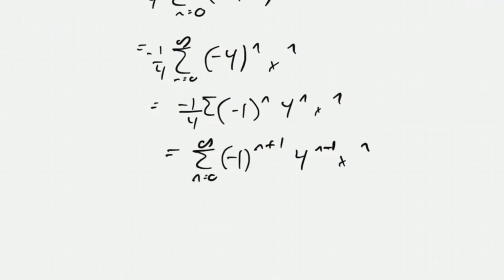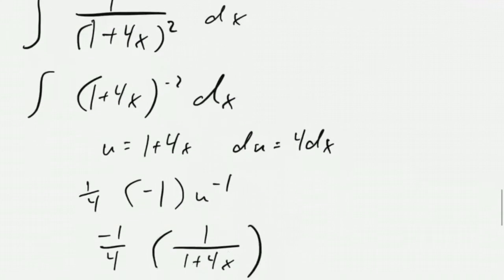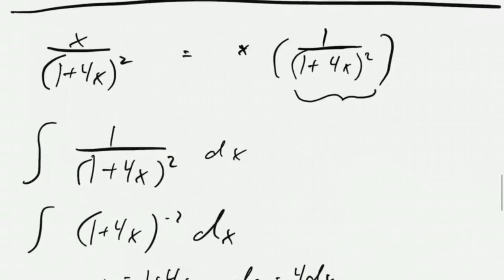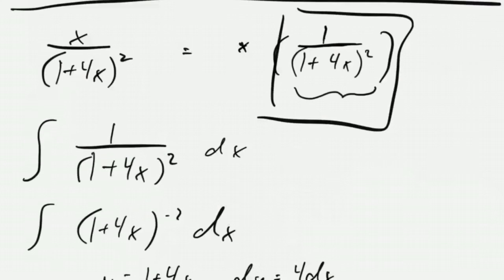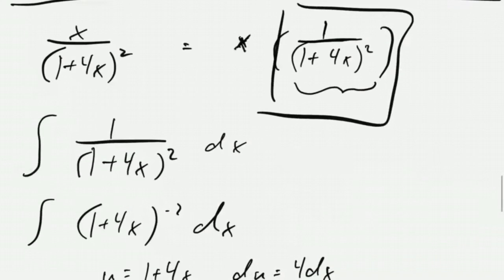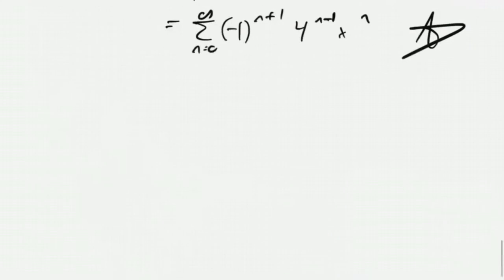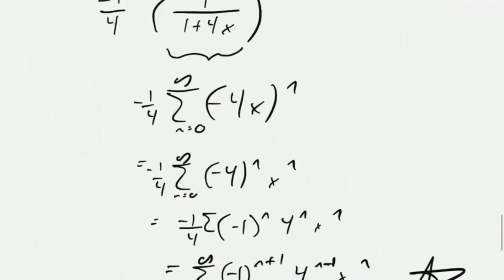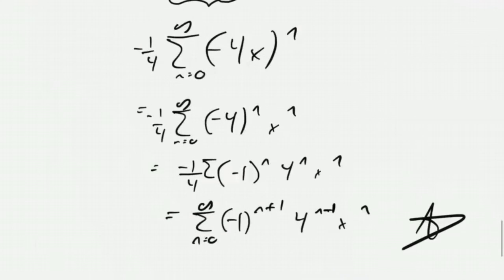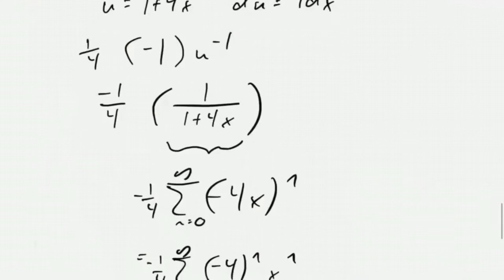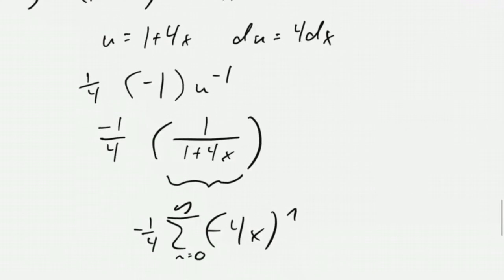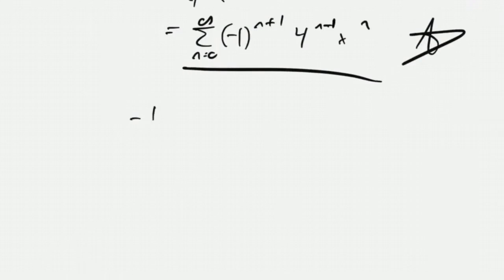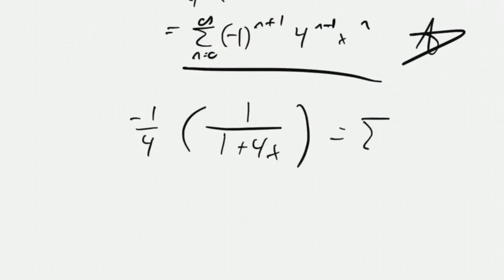All right, this is the power series for this piece, right? So then I have an x out front. Don't forget that x out front. So the power series for my original thing, let's see. So right now, oh, I've made a mistake here. This is actually the power series for this function here. Okay, so right now I have negative 1/4, 1 over 1 plus 4x equals this power series.